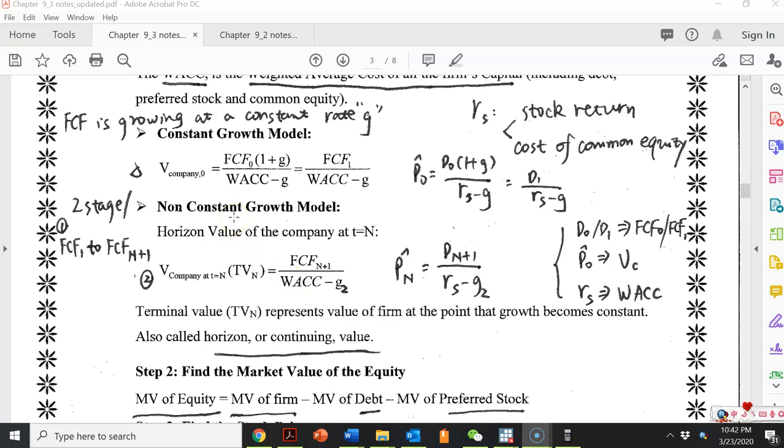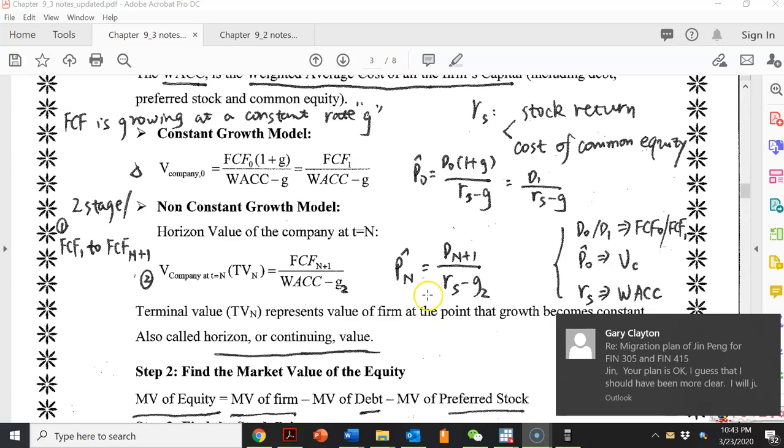For the non-constant growth version of this corporate valuation model, we need to discount free cash flow in the first stage one by one. And for the second stage, we need to solve for the horizon value, which is VN, the company value at time N. We can also use TVN, terminal value at time N, equals free cash flow N plus 1 over WACC minus G2.